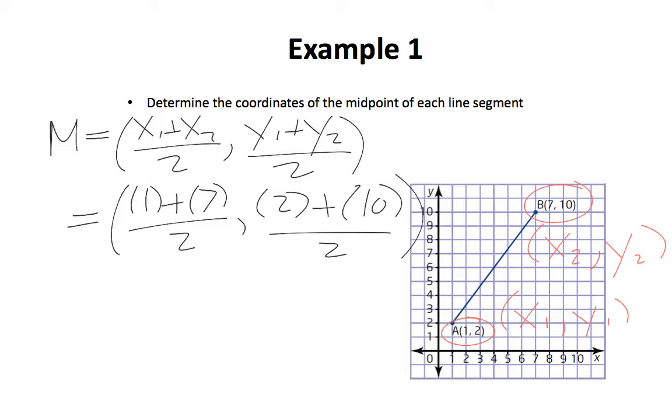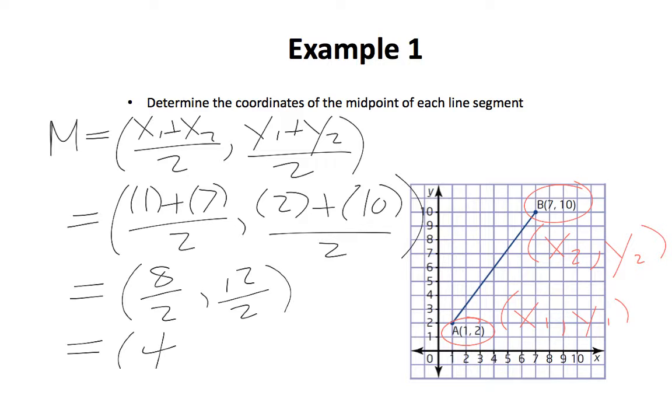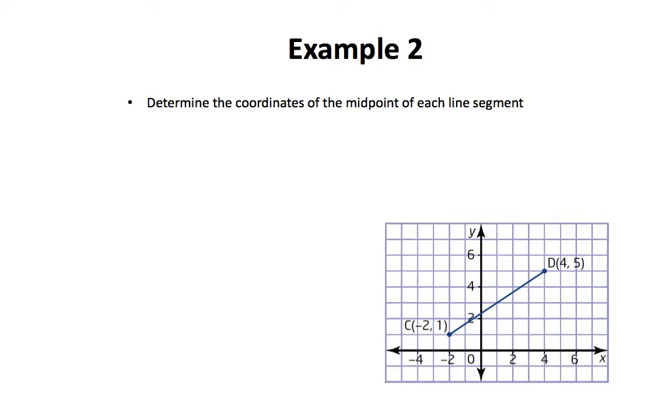Let's simplify some of this. 1 plus 7 is 8, and 2 plus 10 is 12. Simplify that again. 8 divided by 2 is 4, and 12 divided by 2 is 6. Therefore, the midpoint is 4, 6. And you always want to take a look at your diagram to see if this coordinate is reasonable, and it looks pretty reasonable to me.